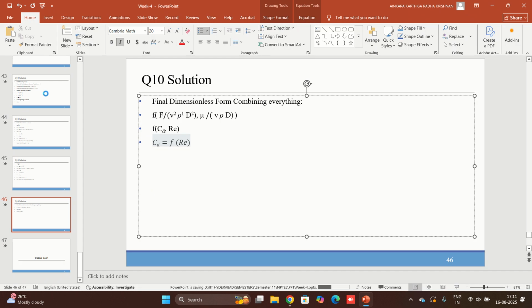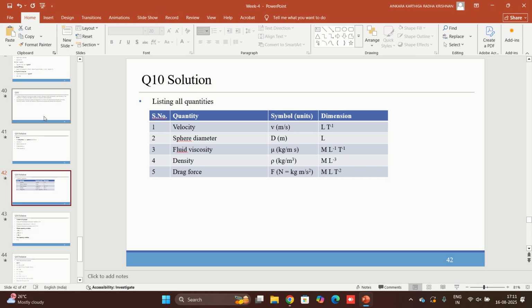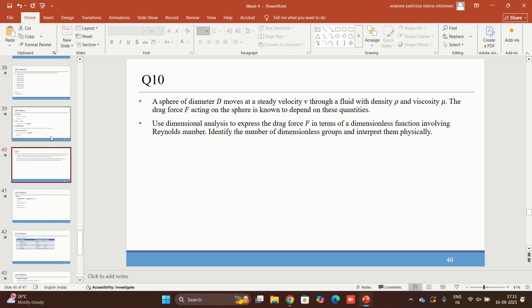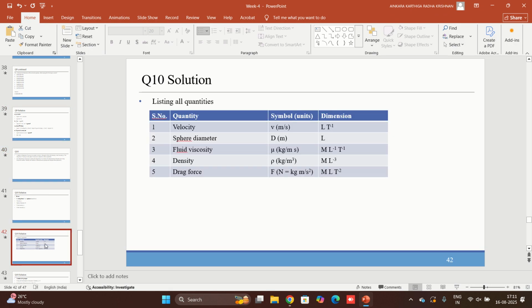And we know that CD is equal to a function of RE, or CD is equal to 24 by RE in the low Reynolds number region. And yeah, that we know, right? At higher Reynolds number, for spherical particles, CD is roughly a constant, but CD is dependent on RE. So that thing we all know.